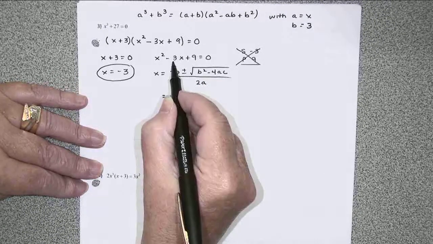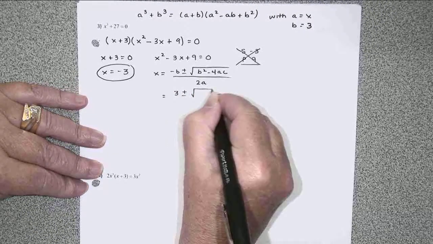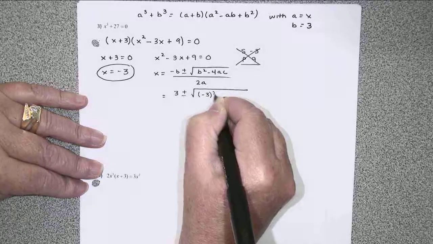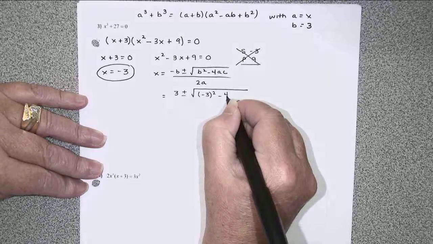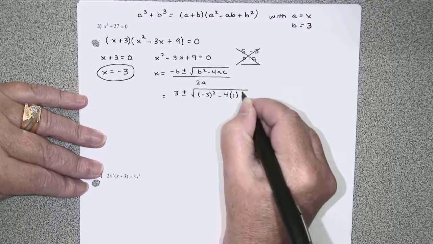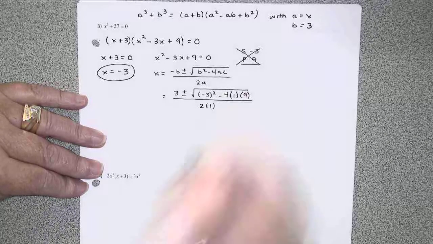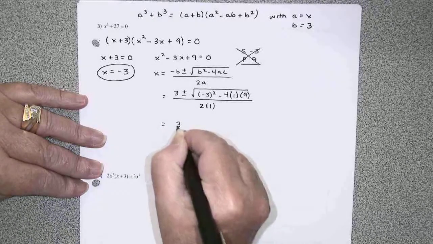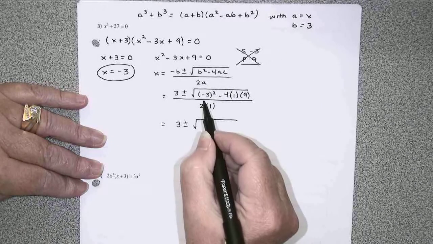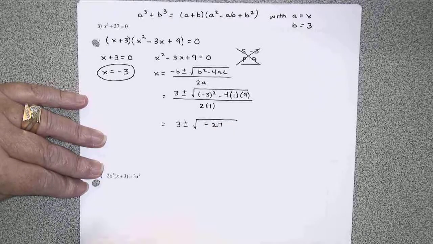So let's see. b would be negative 3, so the opposite of b is 3. b squared is negative 3 squared, minus 4 times our a, which is 1, times our c of 9, over 2 times 1. Under my radical, I have 9 subtract 36. That's negative 27.